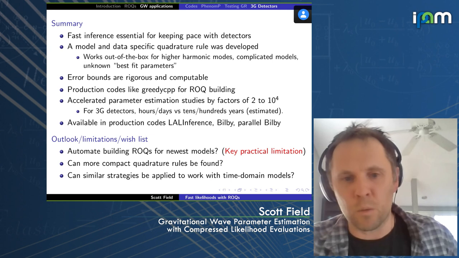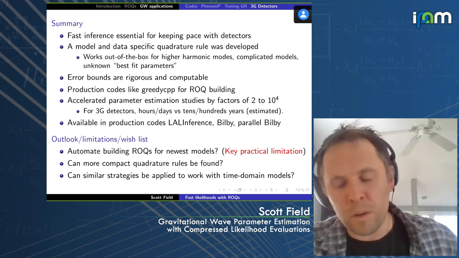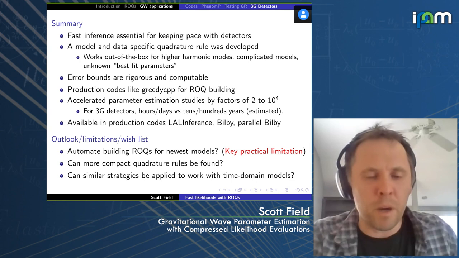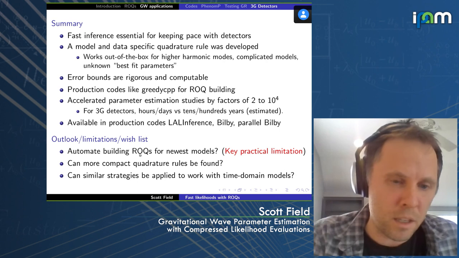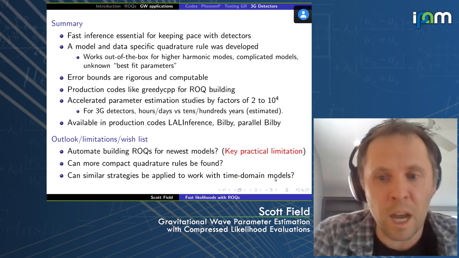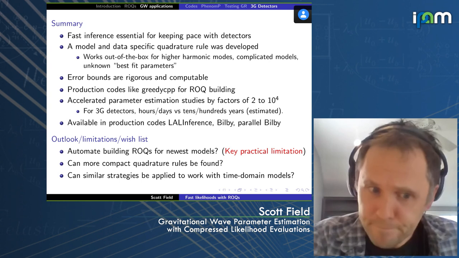As new models come out, as they always do, one always has to rebuild ROQ rules, which means that they're always running a bit behind by a couple of years, which makes it somewhat hard to use the ROQs for production runs because you'd always like to have them ready for the best available models. So automating this would be very helpful, I think. And there are things that would be nice on the wish list. Time domain models. Everything I've talked about right now is only for frequency domain models. It would be great to find ways of applying similar strategies to work for time domain models.